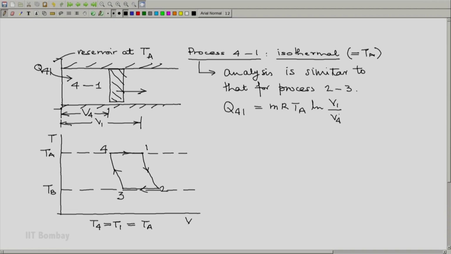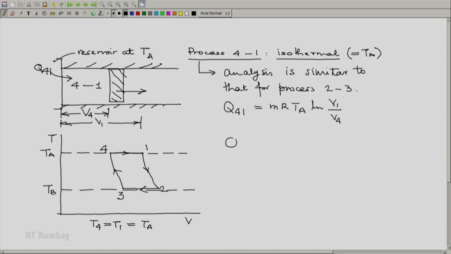And for our engine calculations, we need the heat absorbed by the system. Q41 is heat absorbed by the system. So, we will get heat absorbed by the system equal to mRTa ln V1 by V4.